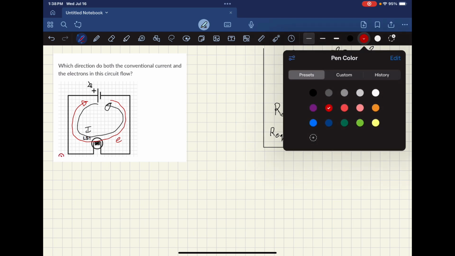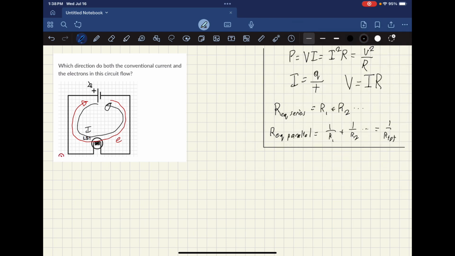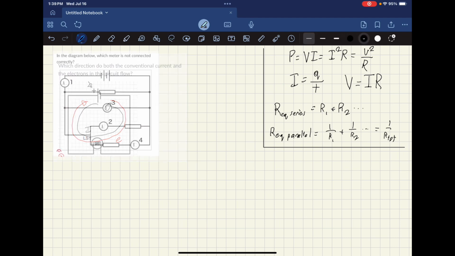And this will be true for any circuit that you deal with. Electrons are always going to flow away from the negative node of the battery, and conventional current is always going to flow away from the positive node of the battery.